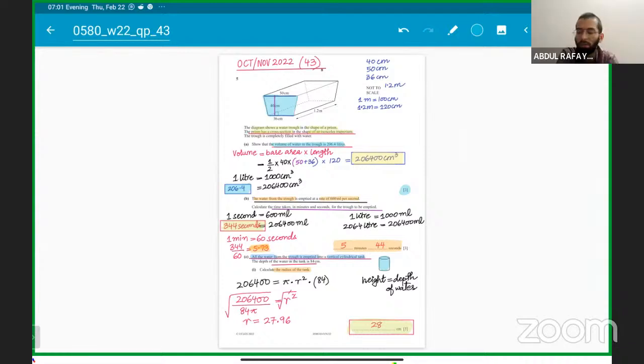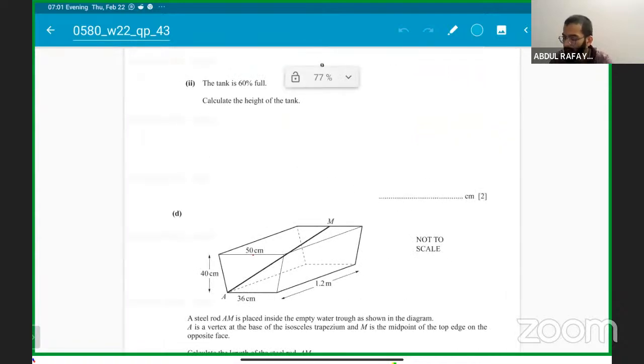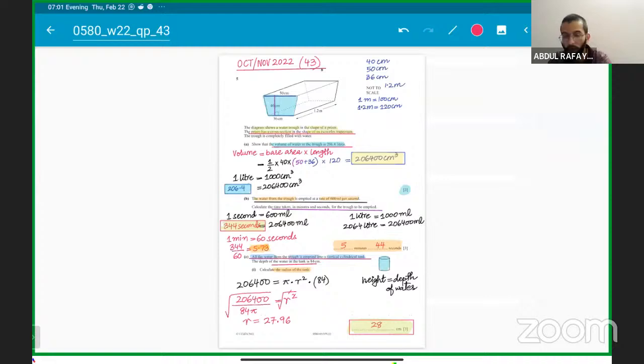Okay. Next, what we have is that the tank is 60% full. So what is going to happen? The tank is 60% full now. Calculate the height of the tank. So what we need to understand, students, is that now the tank is not full. It is 60% full.